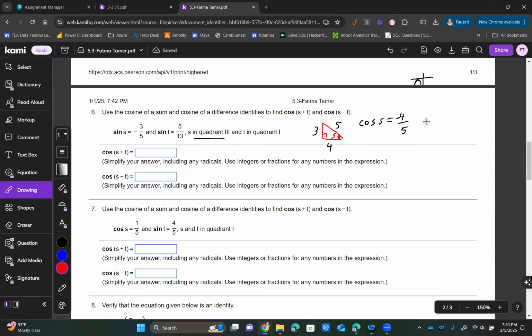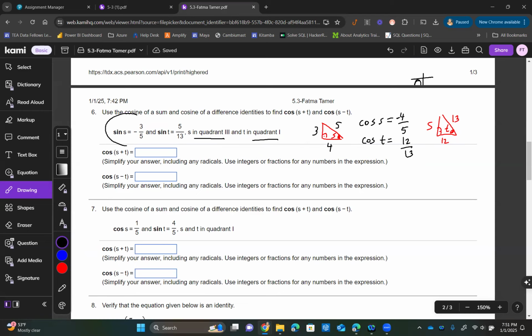Similarly, we're going to draw a triangle for angle T. You can place the T in either place. Its sine value is 5/13, so its opposite side is 5. The hypotenuse is 13, so that makes the adjacent side 12. Because this question only gives me the sine of angle T, I need to also find the cosine of angle T. Cosine is adjacent over hypotenuse, so we will need 12/13. And then T is in quadrant 1. In quadrant 1, everybody is positive, so this is going to stay positive.